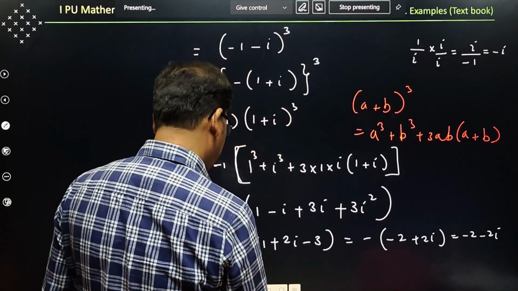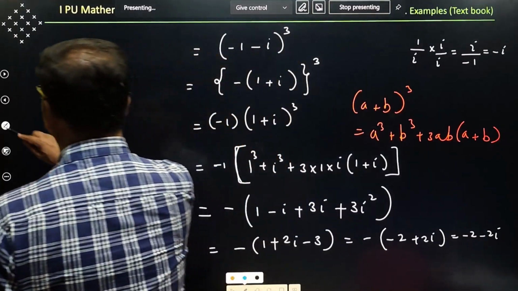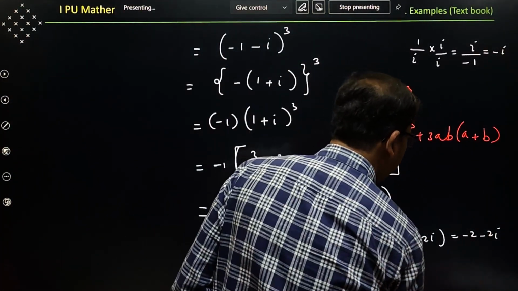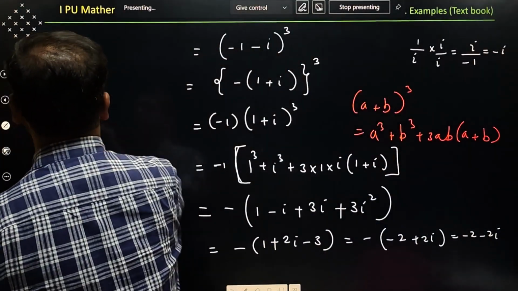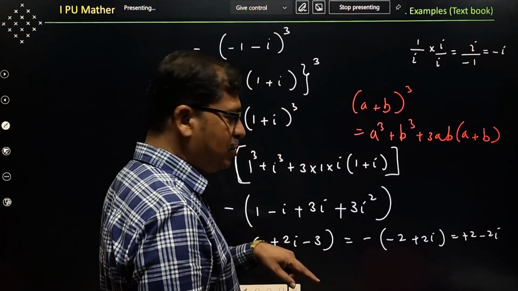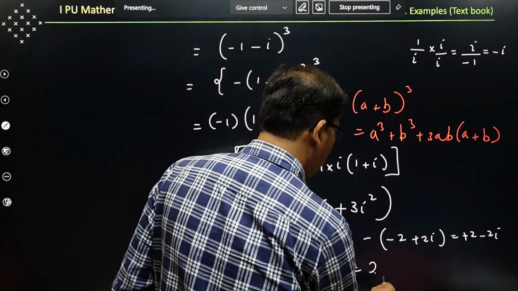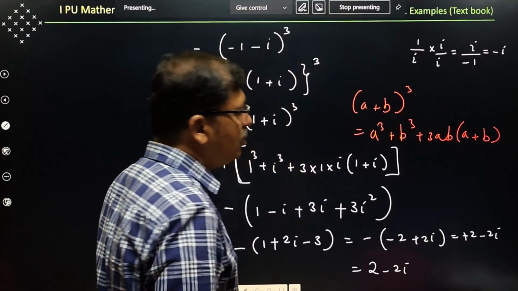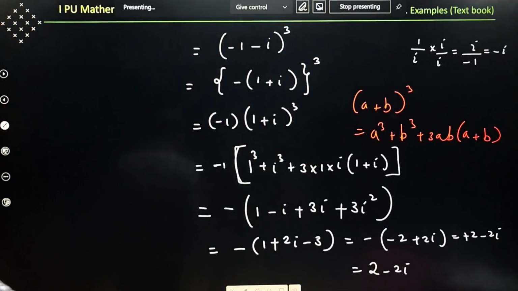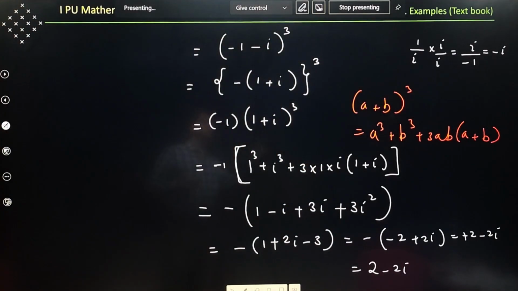Let me check the answer a little, one minute. See, one mistake I have done, concentrate here: minus into minus is plus. I don't know why I wrote minus there, let me correct it. See, this is plus only, so the answer is 2 minus 2i. This is what the final answer is.